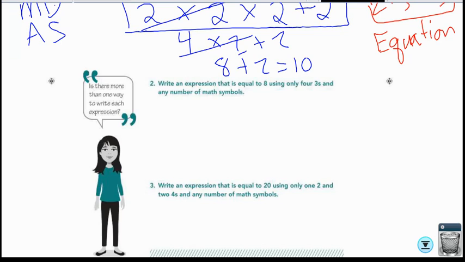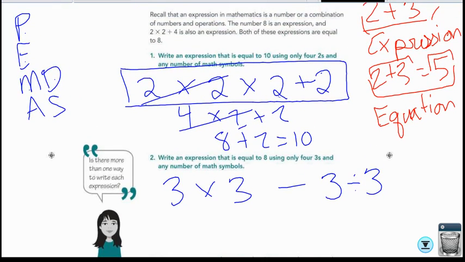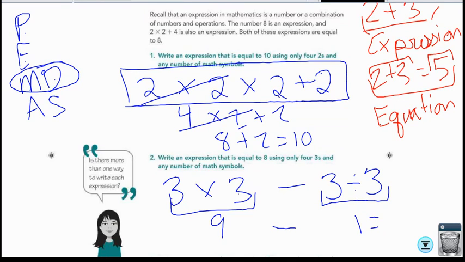Let's go over it. It says, write an expression that's equal to 8 using only four 3's and any number of math symbols. So I have 3, 3, 3, and 3. If I think about this, I know that 3 times 3 is 9. I know that 3 divided by 3 is 1. And so if I multiply this, divide this, and subtract in the middle, I know from GEMDAS that I need to do my multiplication and division first. So 3 times 3 gives me 9, and 3 divided by 3 gives me 1, and 9 minus 1 is equal to 8.